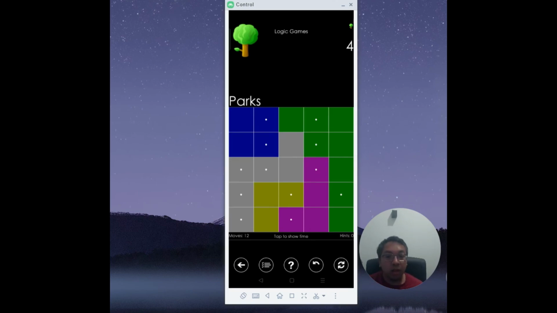What else? Wait a second. This is not easy. Oh, there is no tree as well on the bottom right for the green one, because it will remove all the possibilities of magenta having any trees. So what can we do next?